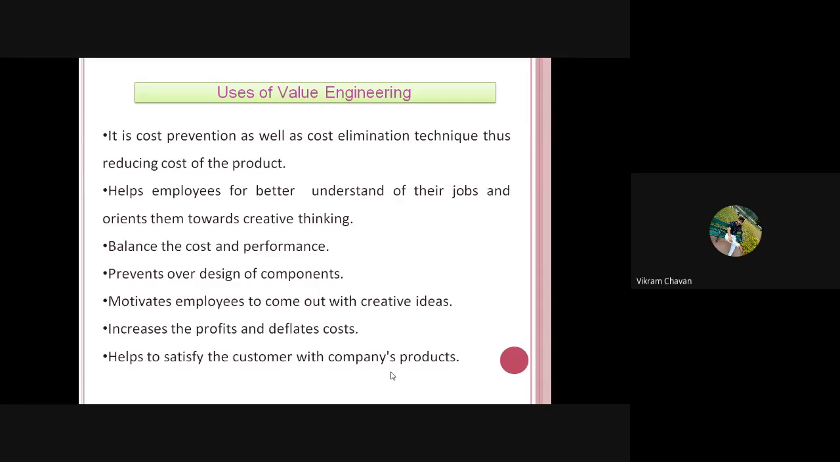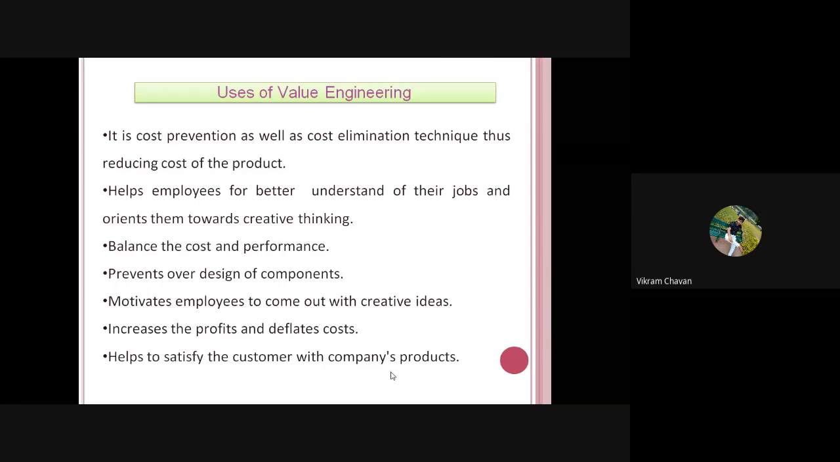Now, we have discussed that value engineering techniques are used at the preliminary stage of the product, or the preliminary stage of the life cycle of a product. That is nothing but at the time of design only. It is a cost prevention as well as cost elimination technique, thus reducing the cost of the product.